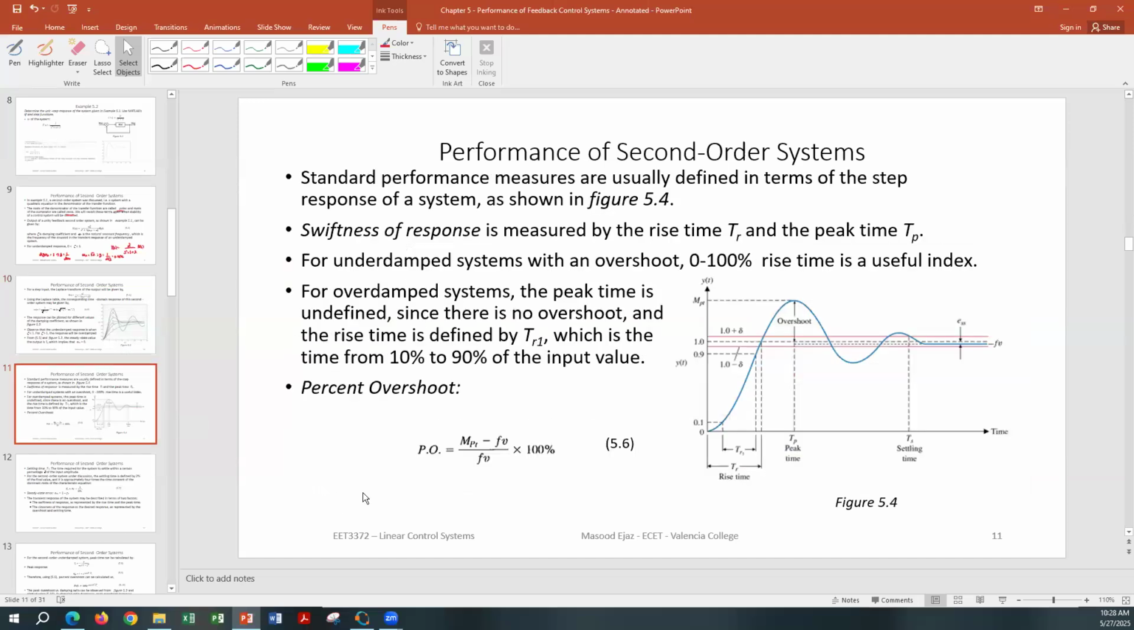Some of the parameters for second order underdamped systems are given to you in this figure. I'm just going to mention those things. Swiftness of the response is measured in the rise time and the peak time. So there are two rise times given over here. One rise time, the bottom one, is from 0 to 100% of the response. So when it goes from 0 to 1, there's one rise time. And then the other rise time is when it goes from 10% to 90%. 0 to 100% is generally used for underdamped systems, and 10 to 90% is generally used for overdamped systems.